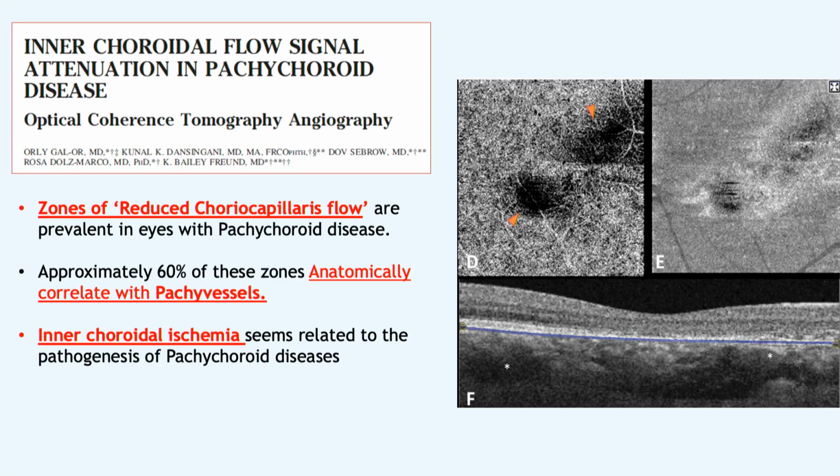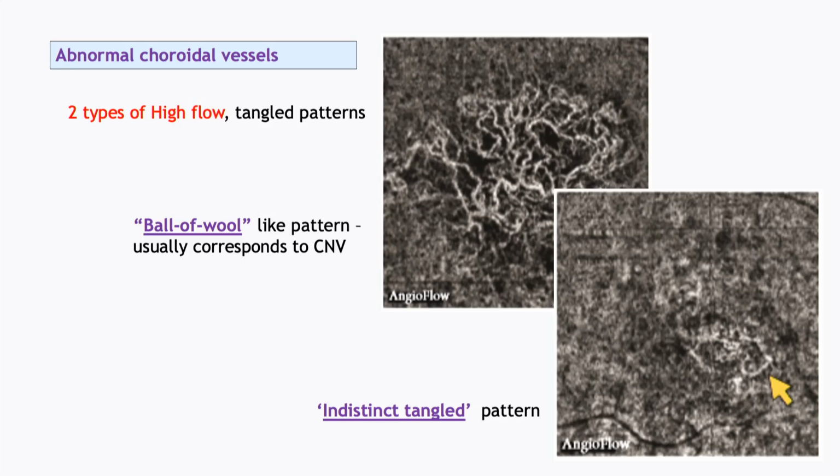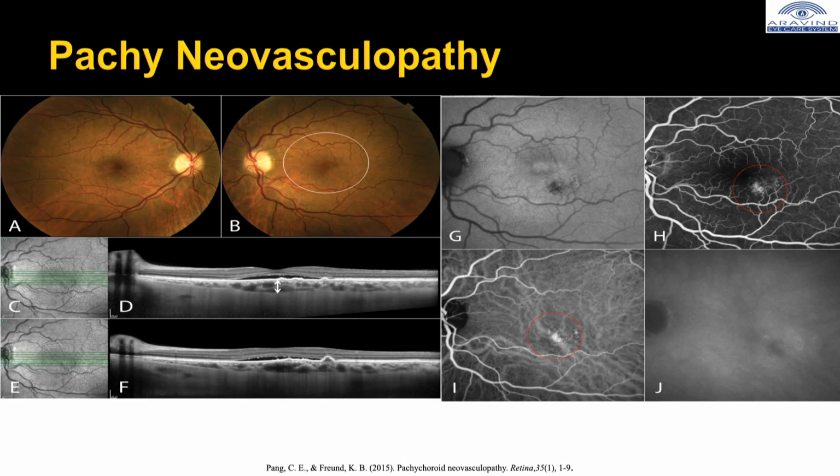You have this inner choroidal ischemia and abnormal choroidal vessels in the inner choroid in the form of a ball of wool pattern or an indistinct tangled pattern. These are secondary subtle neovascularization that is picked up on OCTA, but it may be missed on the conventional fluorescein angiography because of the diffuse dye leakage. So this brings us to another type 1 CNVM. This is a de novo type 1 neovascularization, not a secondary CNVM.